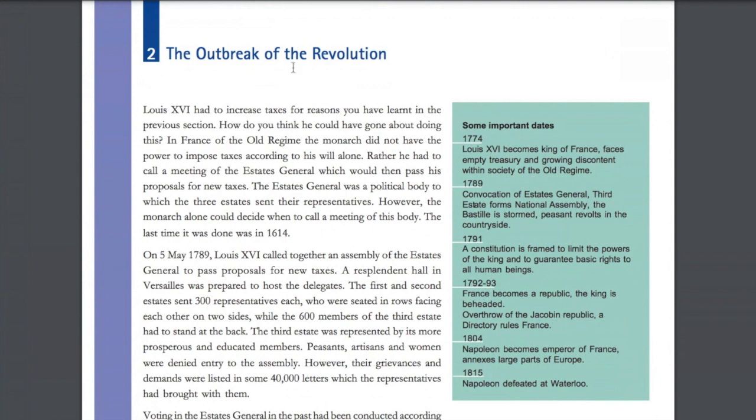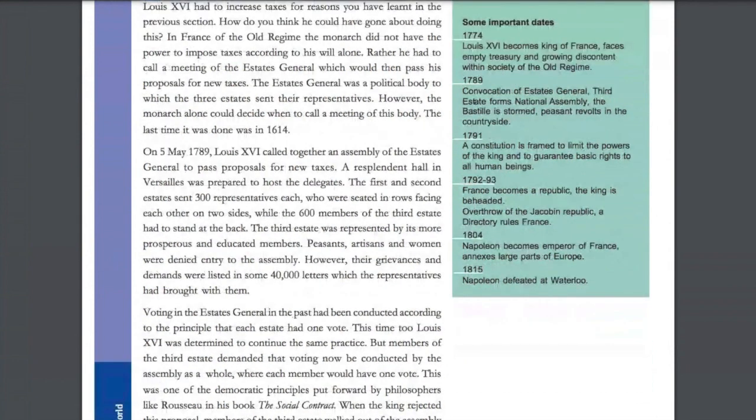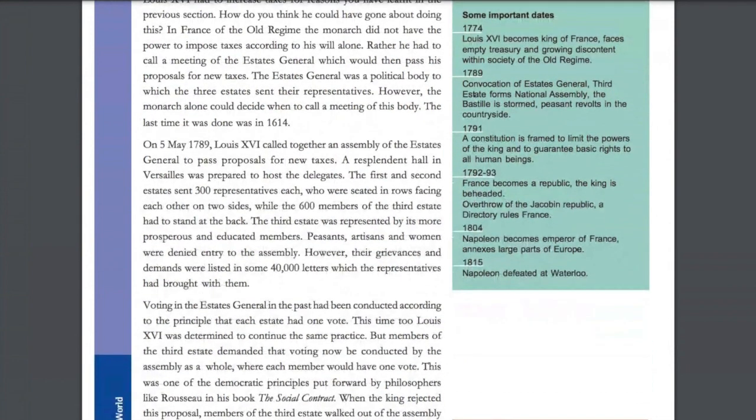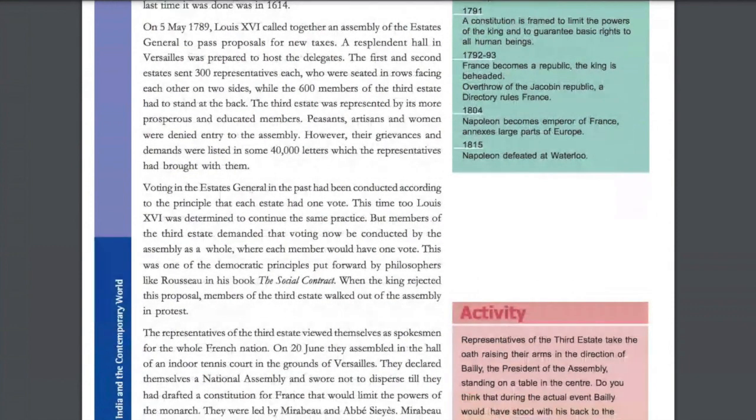Their grievances were written down in 40,000 letters which the representatives had brought. The women and peasants were not allowed to vote. Because the third estate demanded voting from the king, the king rejected it. After that they protested, and the letters had to be sent.